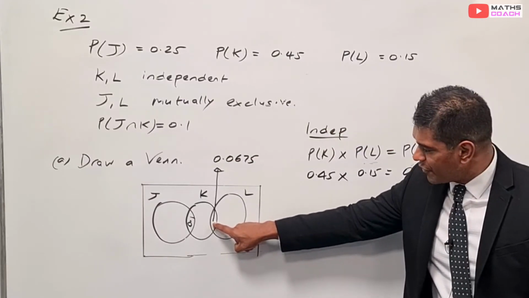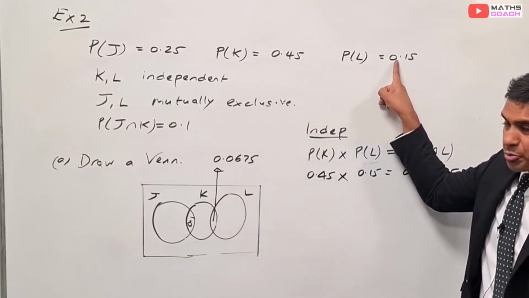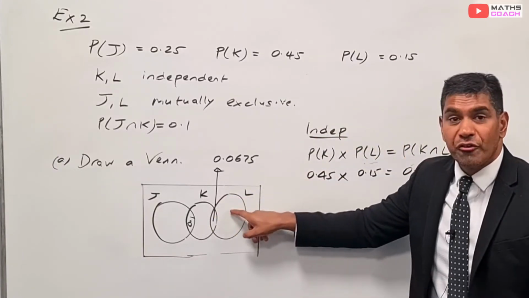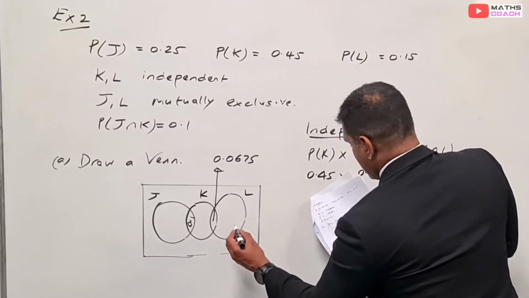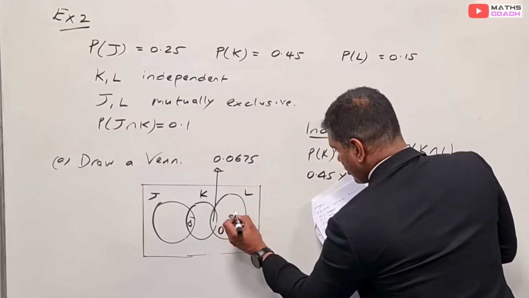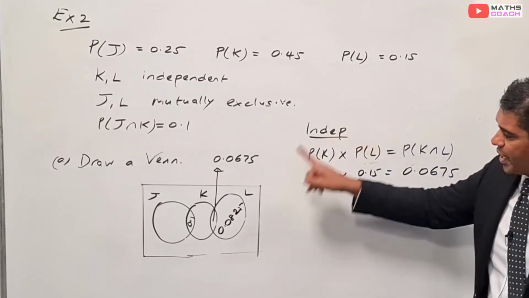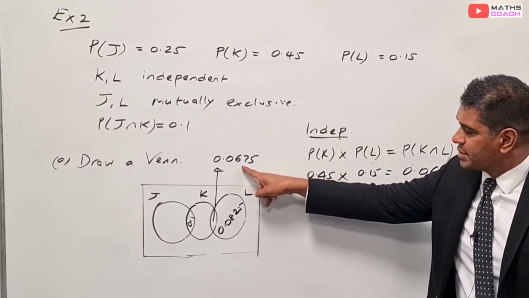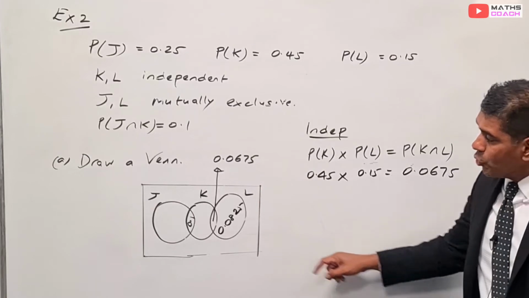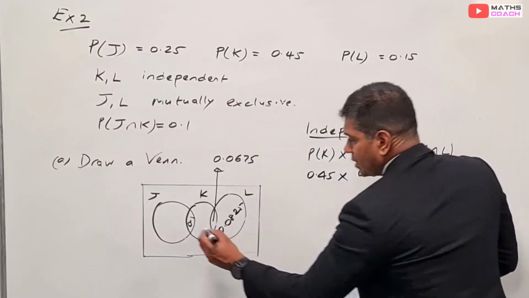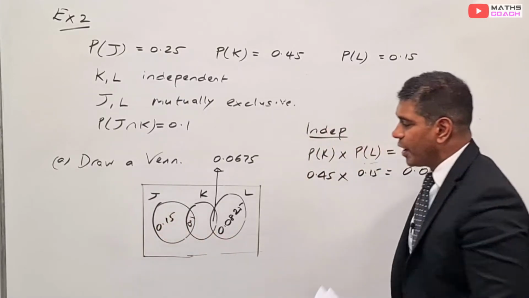So this value here must be 0.0675. Well, if I've got that value there, and I've got L as 0.15, then surely I can work out the remainder of L. In this case, using the calculator, we get 0.0825. In other words, 0.15 subtract 0.0675. We also know all of J is 0.25. That must mean this must be 0.15.